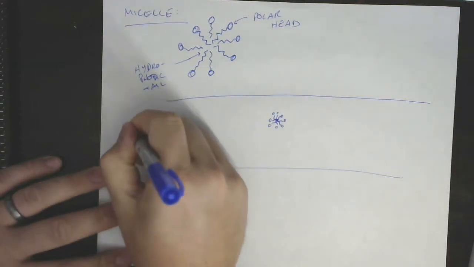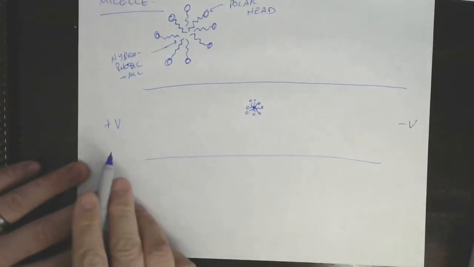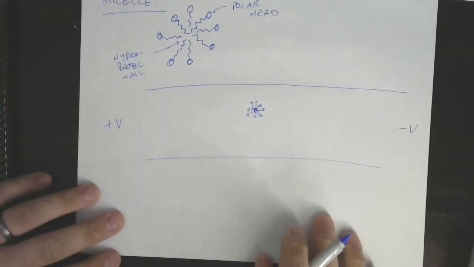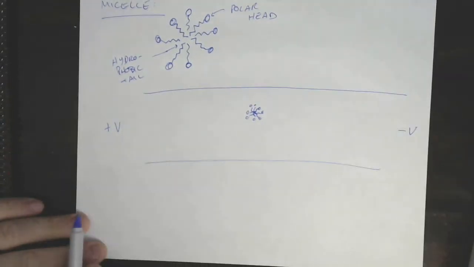And we're going to have some field across which we're doing electrophoresis. So we have plus voltage over here, minus voltage over here. Now, electroosmotic flow is happening in here, but I want to ignore that for a second, just in our heads. This will work with or without electroosmotic flow. But let's just imagine the electrophoresis component. What does this micelle want to do?